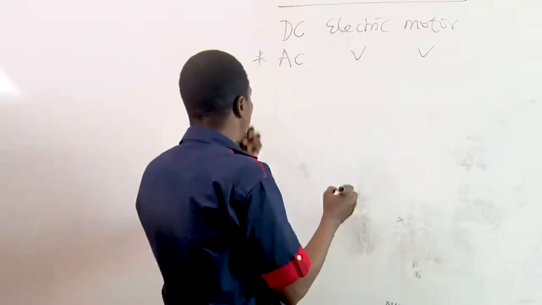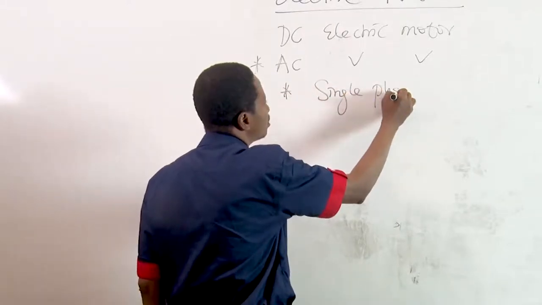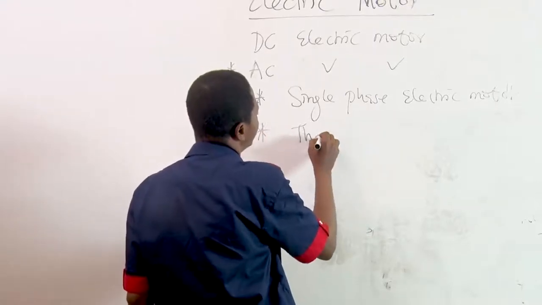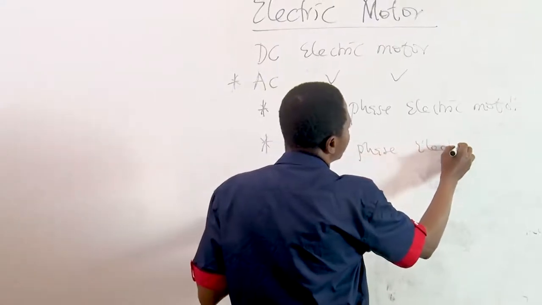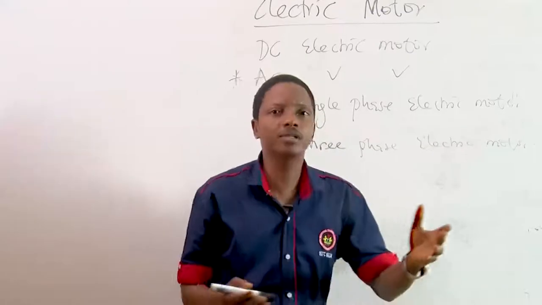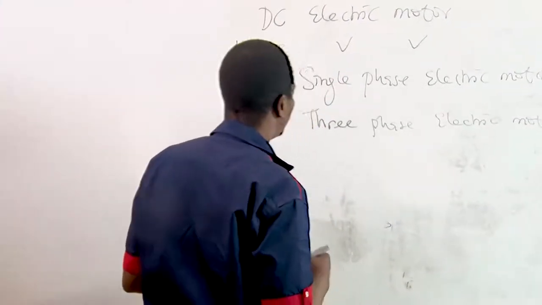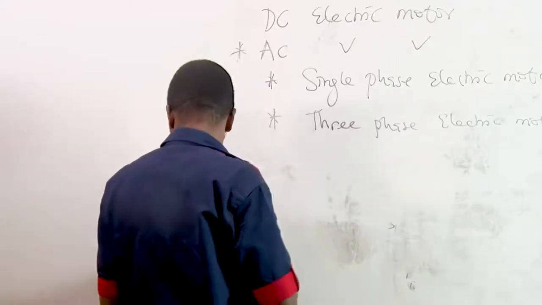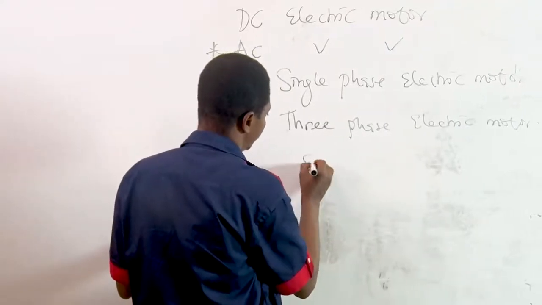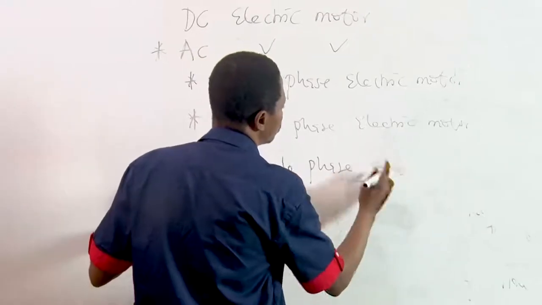AC electric motor is divided into two types. Number one, under AC, we have single phase electric motor, and we have three phase electric motor. Let me start with single phase electric motor. Of course, single phase motors are electric motors that are powered with a 220 volt power supply, live and neutral. So let me give us a drawing of a single phase electric motor.